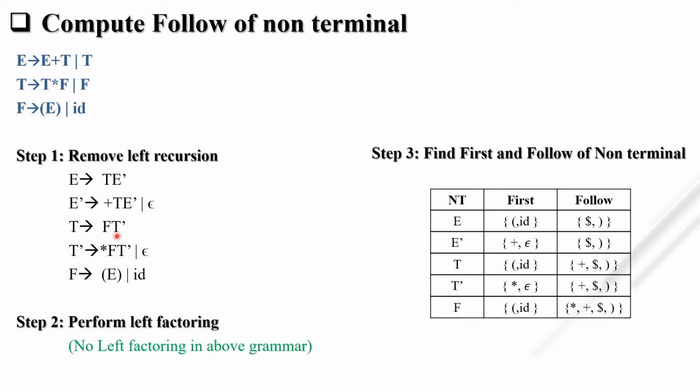Now what is the follow of T? Follow of F? Nothing, so we have to put T के फॉलो में जो भी था वो हम F में रखेंगे, क्योंकि F के फॉलो में अगर हम नल रखते हैं तो कुछ भी नहीं है on the right hand side. So that's why we put T's follow in F. What is the follow of T? Plus, dollar and closing bracket.